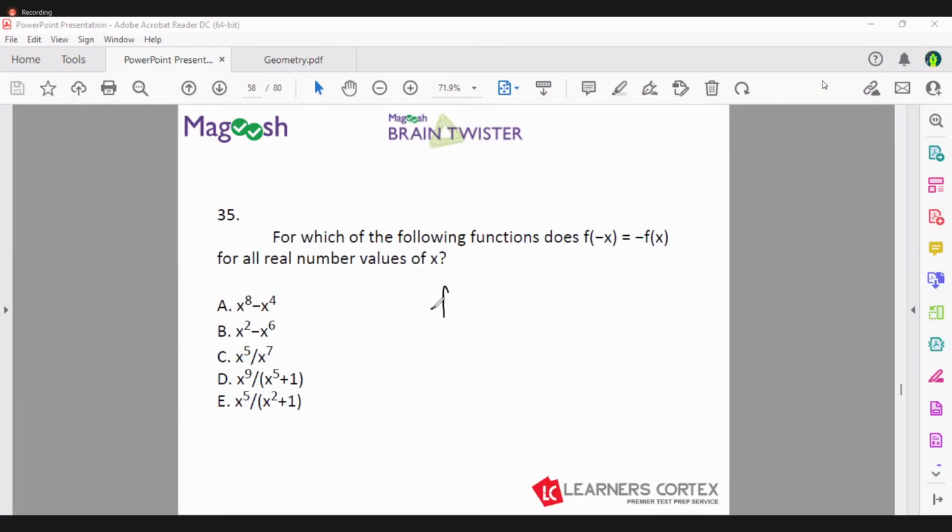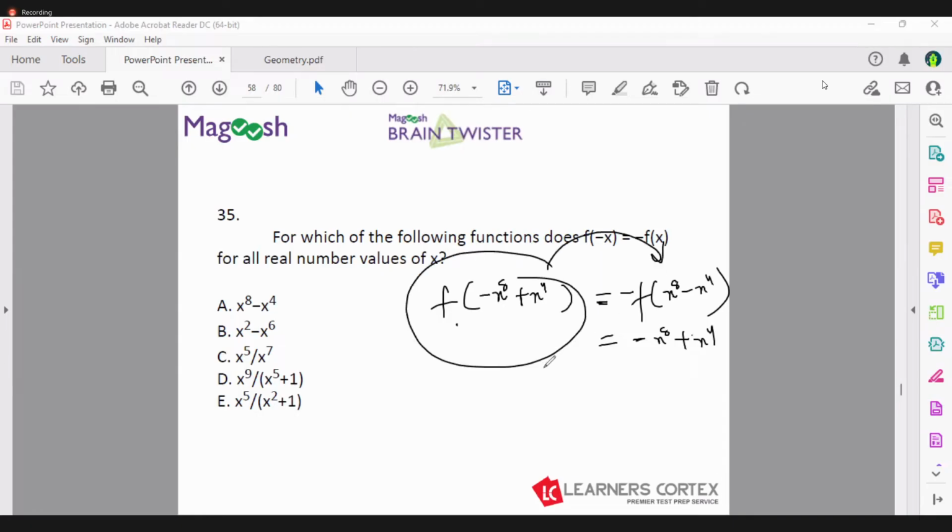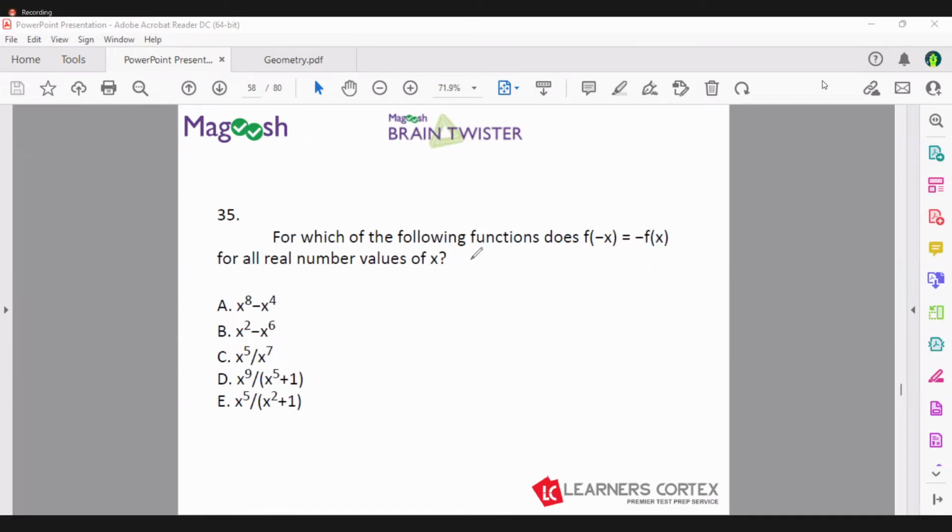So this gives us f of minus x as x to the power 8 plus x to the power 4, and here it would be minus f of x, which is minus x to the power 8 plus x to the power 4. At the end, this answer would become minus x^8 plus x^4, and this would not be equal to this. Okay, does that make sense for everyone?